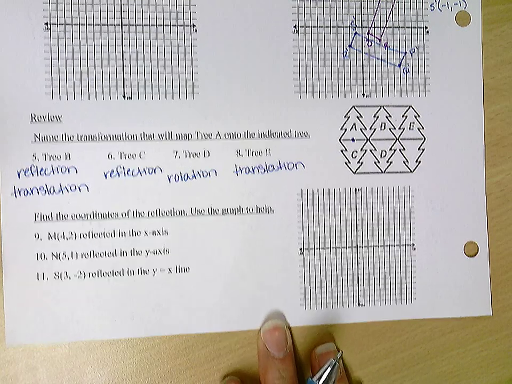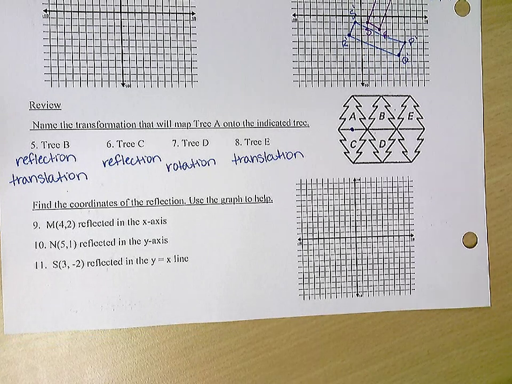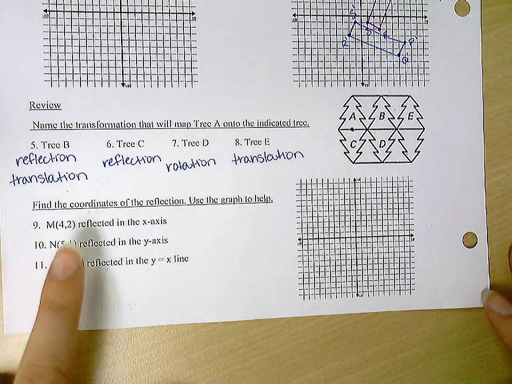Oh, we just had to write what they were? Yeah. I thought we had to circle them. No. I'm not good at this.